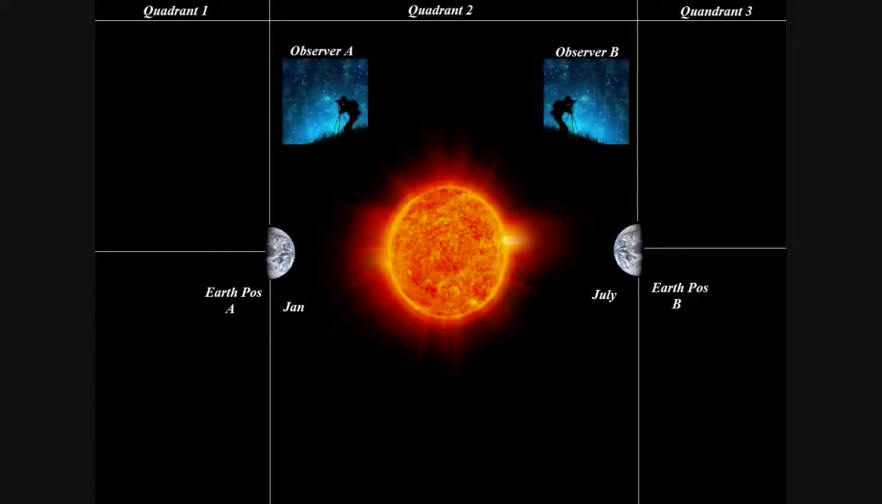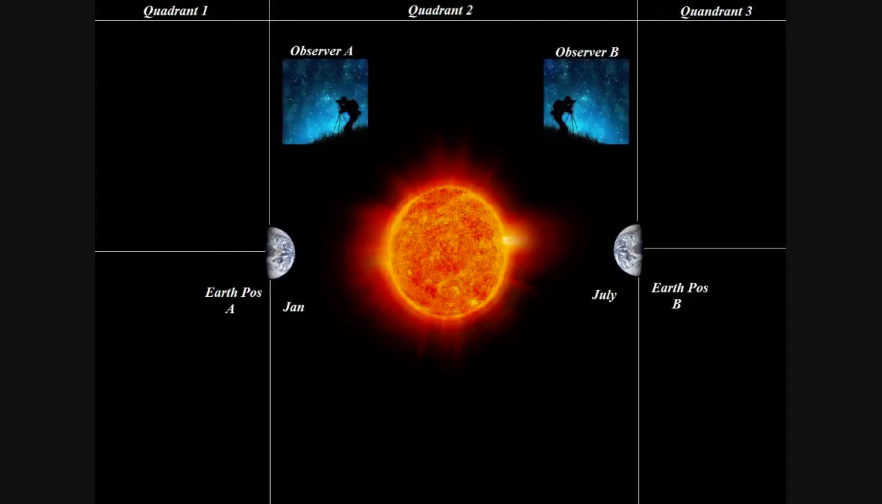in each of these examples, you will notice that observer A in the northern hemisphere will only be able to view stars in quadrant 1. And if we look at observer B in July in the northern hemisphere, he will only be able to observe stars in quadrant 3.